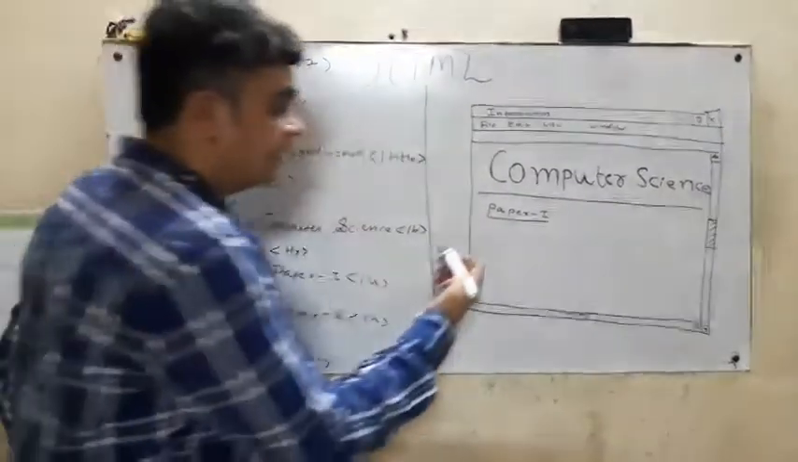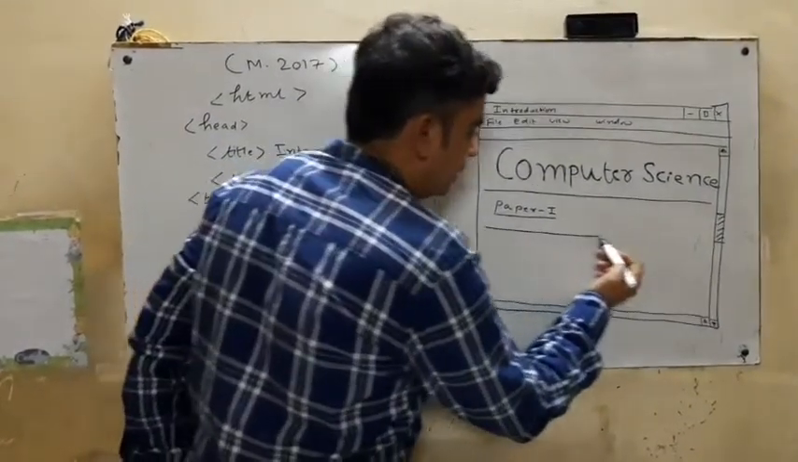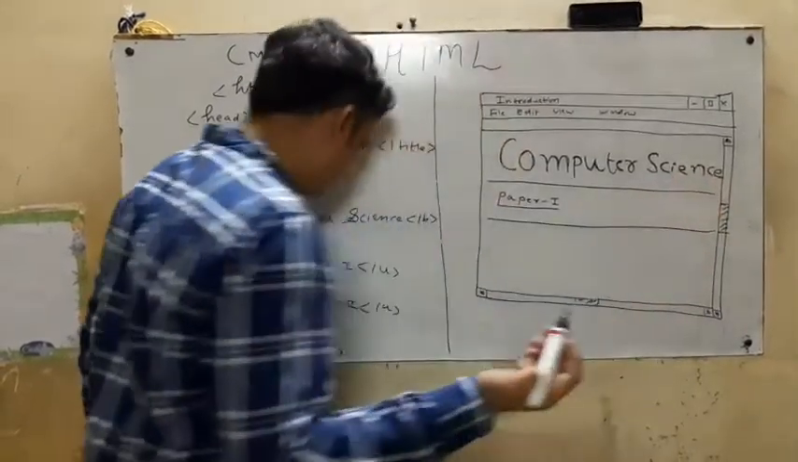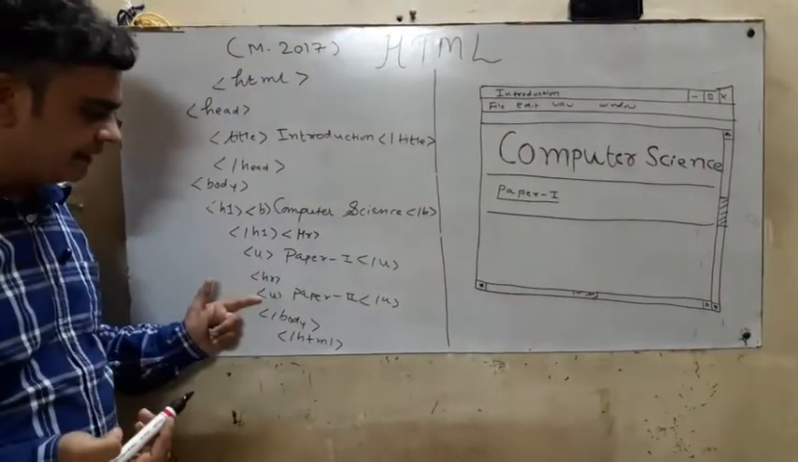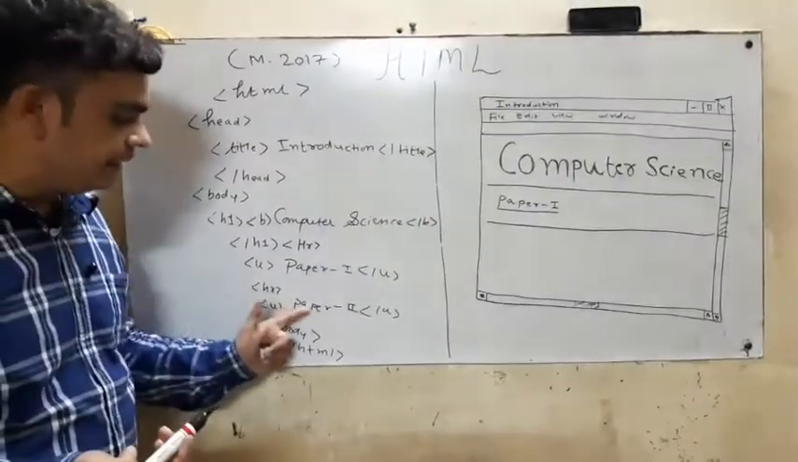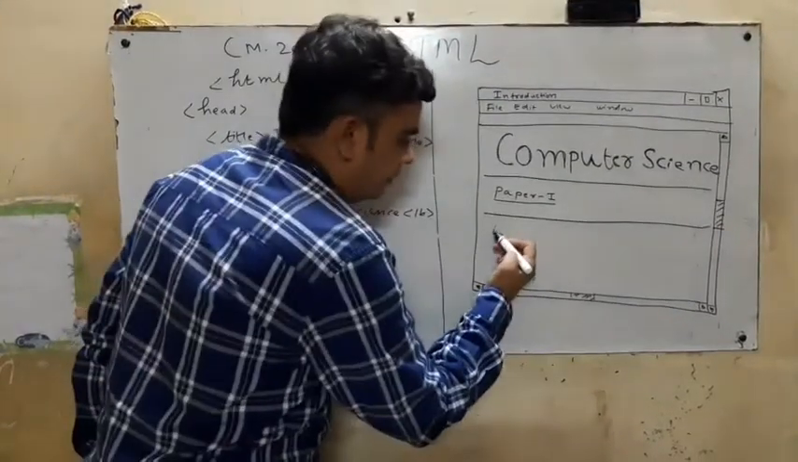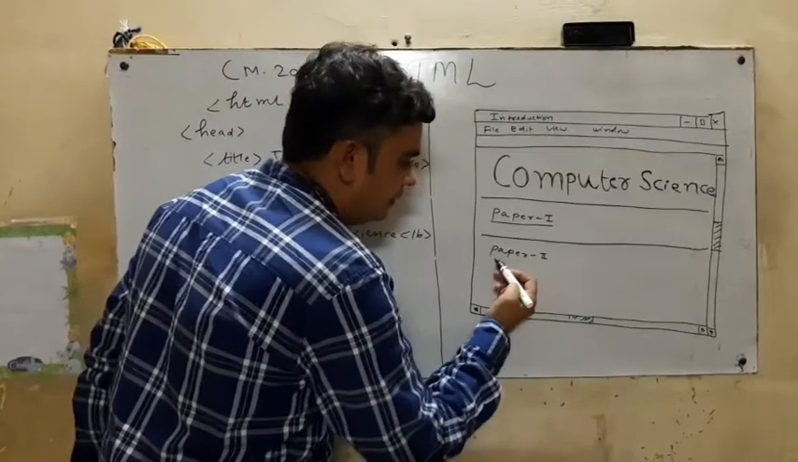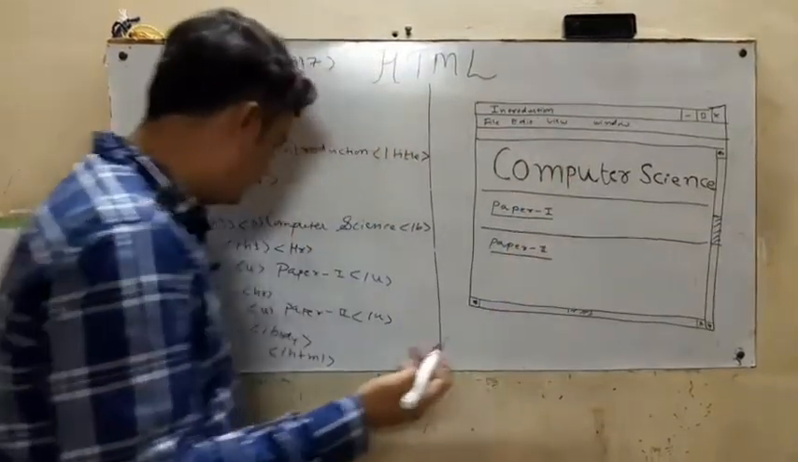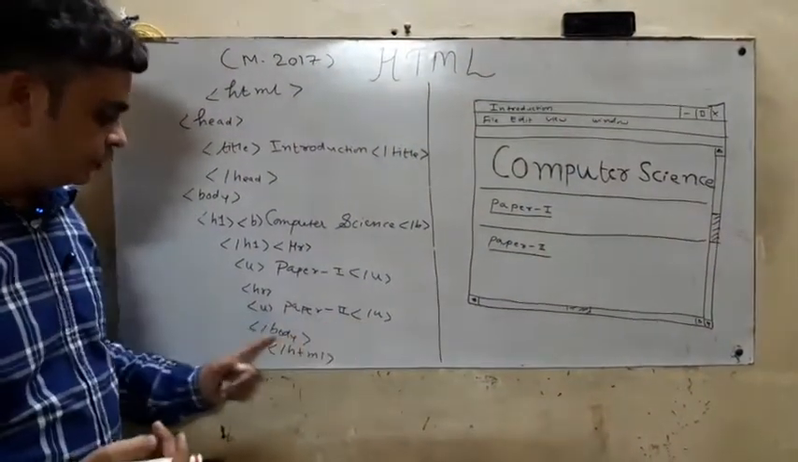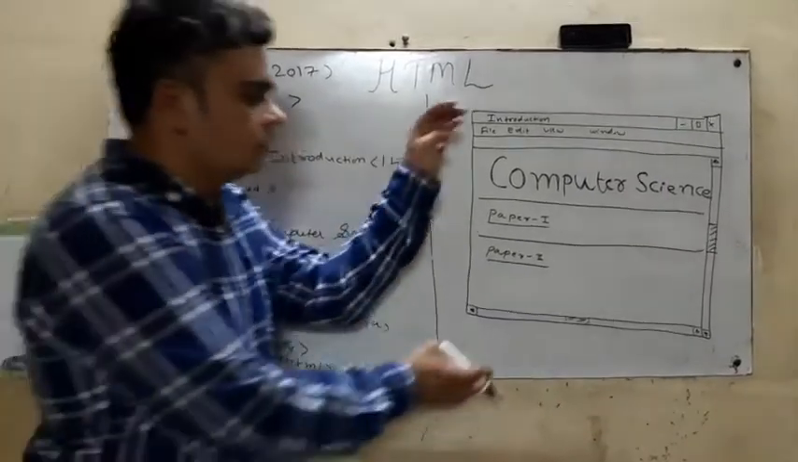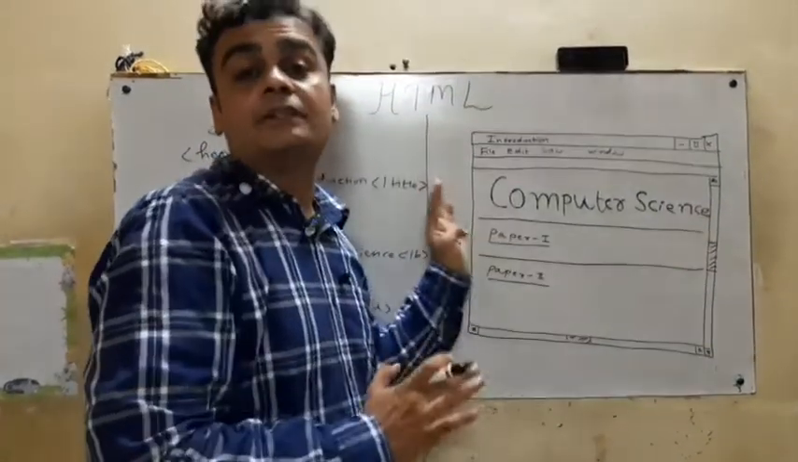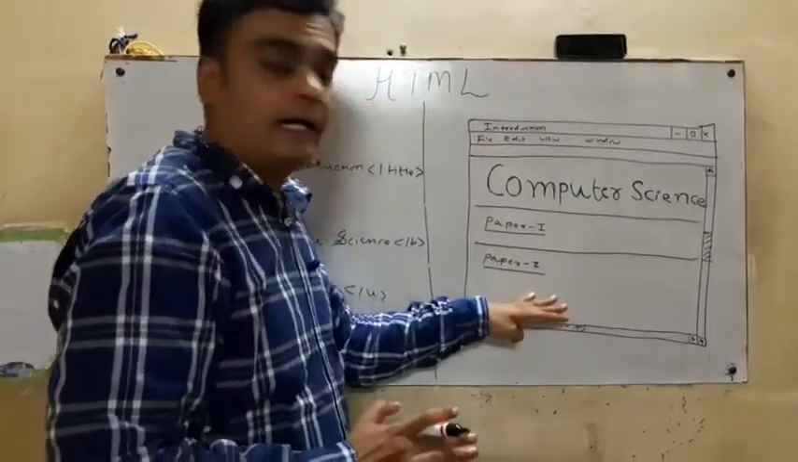So what is the role of the HR tag? It will again draw a horizontal line. Then after the HR tag, again they use the U tag and display paper second. On the next line you have to mention paper second, and draw the horizontal line. Thereafter /U, /body and /HTML. So almost 80% of our job is over. So this is my output.